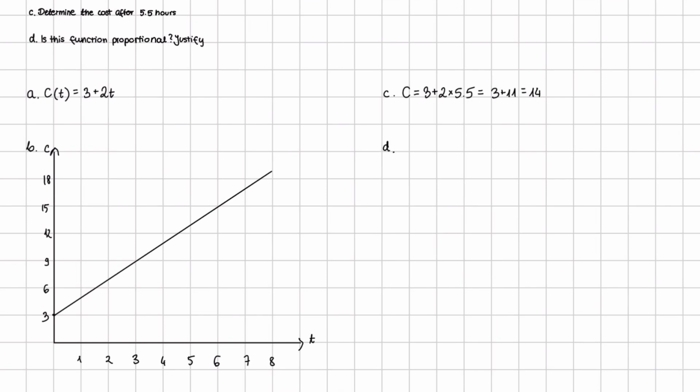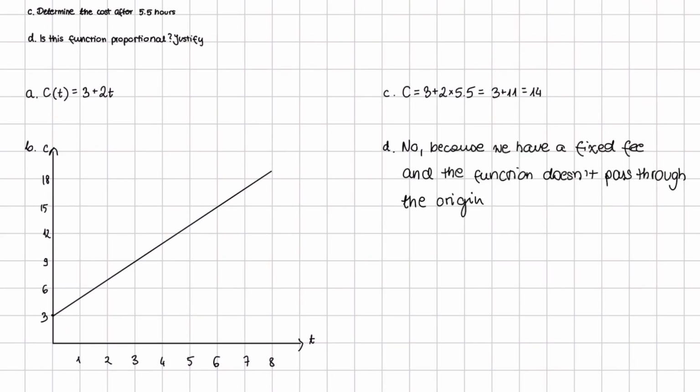D. Is the function proportional? Justify. If you watched the previous video, we had the same problem to justify whether the function is proportional or not. Firstly, our function has a fixed fee, this 3, so it means that it's not proportional. And secondly, our function doesn't go through the origin, so it doesn't pass through the point (0, 0). So it's not proportional. So your answer can look like this.